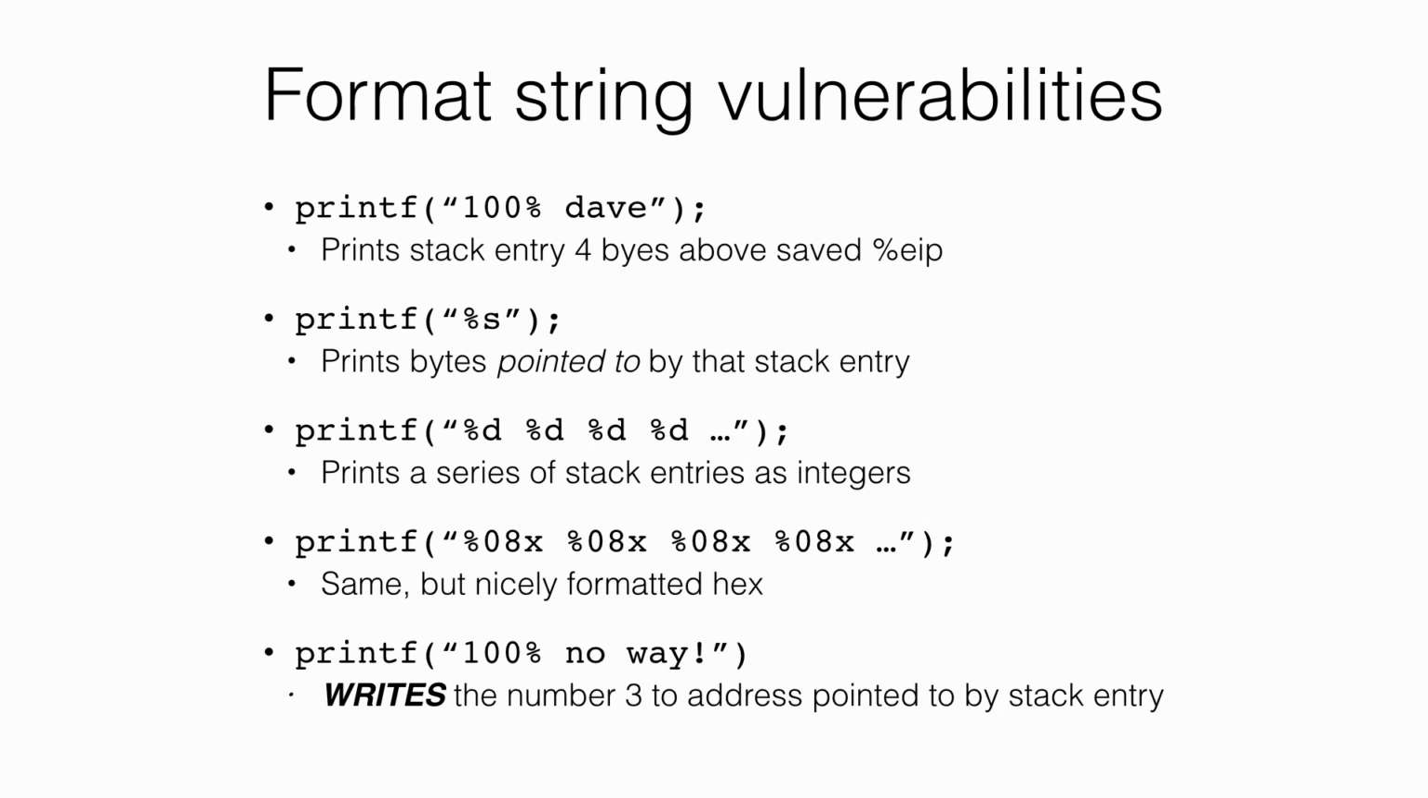It's expecting to receive an integer corresponding to the %n, but it's not actually going to get one. Instead, it's going to overwrite the stack entry. And as you might suspect, this is going to allow the attacker to do a remote code injection in certain circumstances.